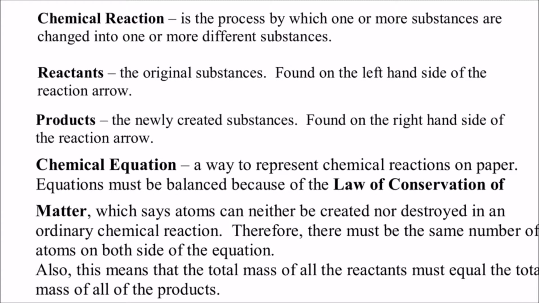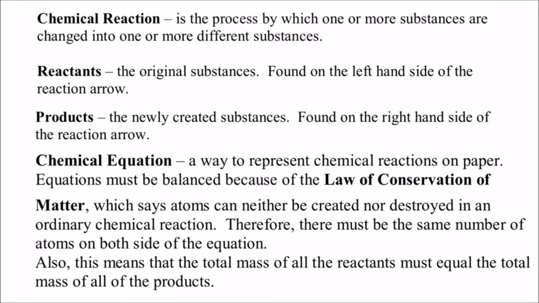Okay, let's run through some vocabulary pretty quickly. What is a chemical reaction? This is the process by which one or more substances can be changed into one or more different substances. Reactants are the original substances, and they're on the left-hand side of what we call a reaction arrow. Products are the newly formed substances, and they're found on the right-hand side of a reaction arrow.